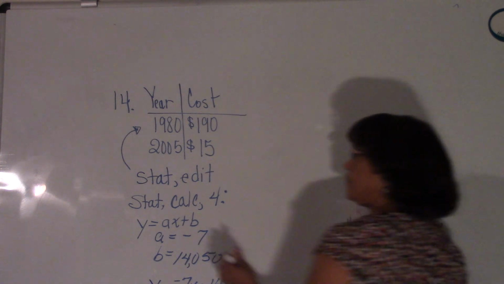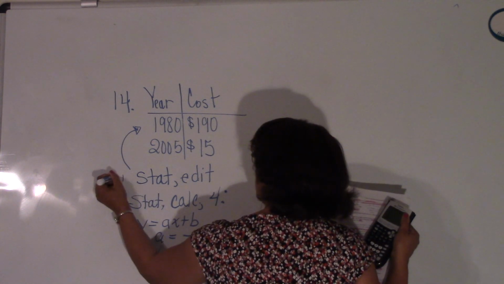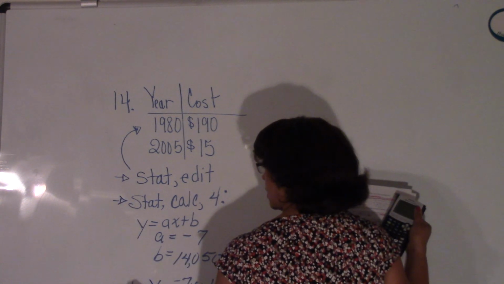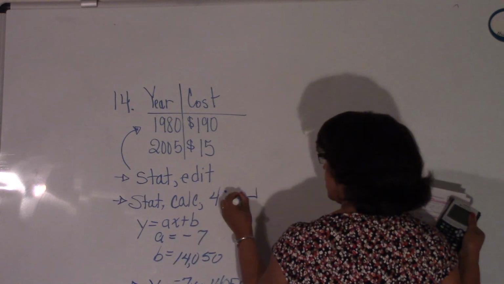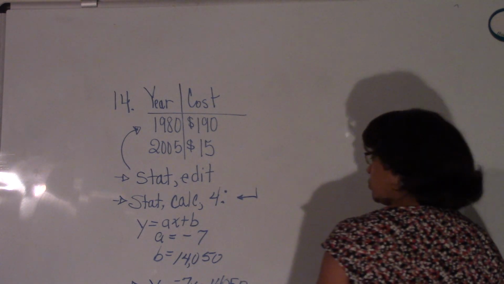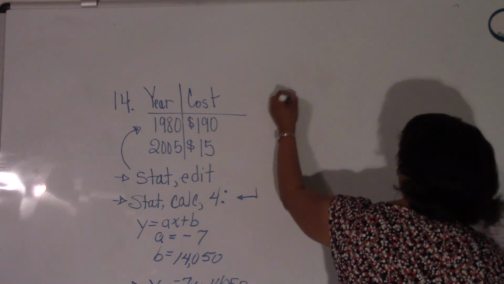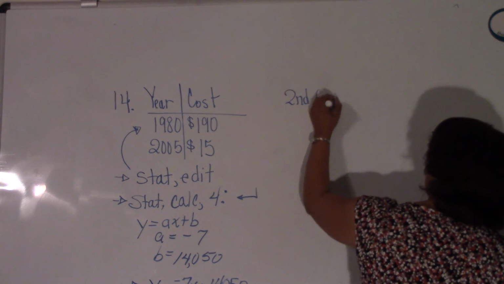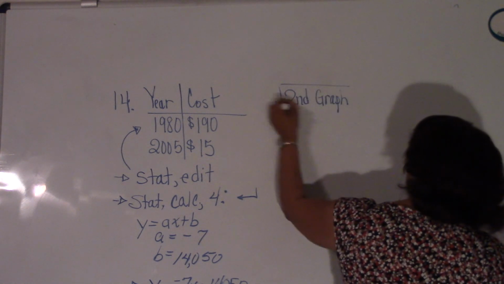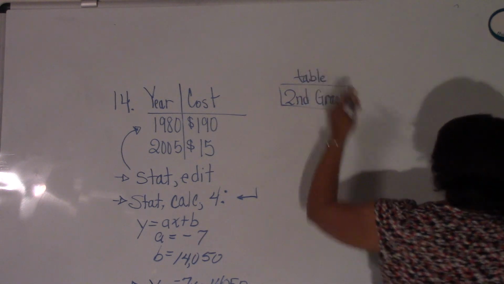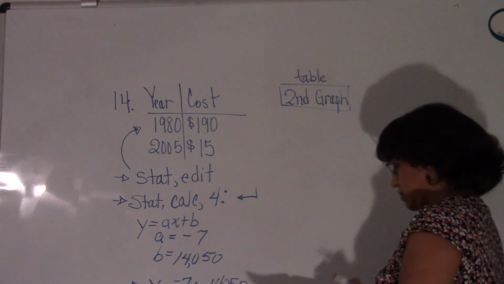I'm going to look at the table. How do you look at your table? These are really the keystrokes that we've used. After this we hit enter. And so now I want to look at my table. You're right, I hit second graph. So we're going to hit second graph to look at our table. That's right under the graphing window.